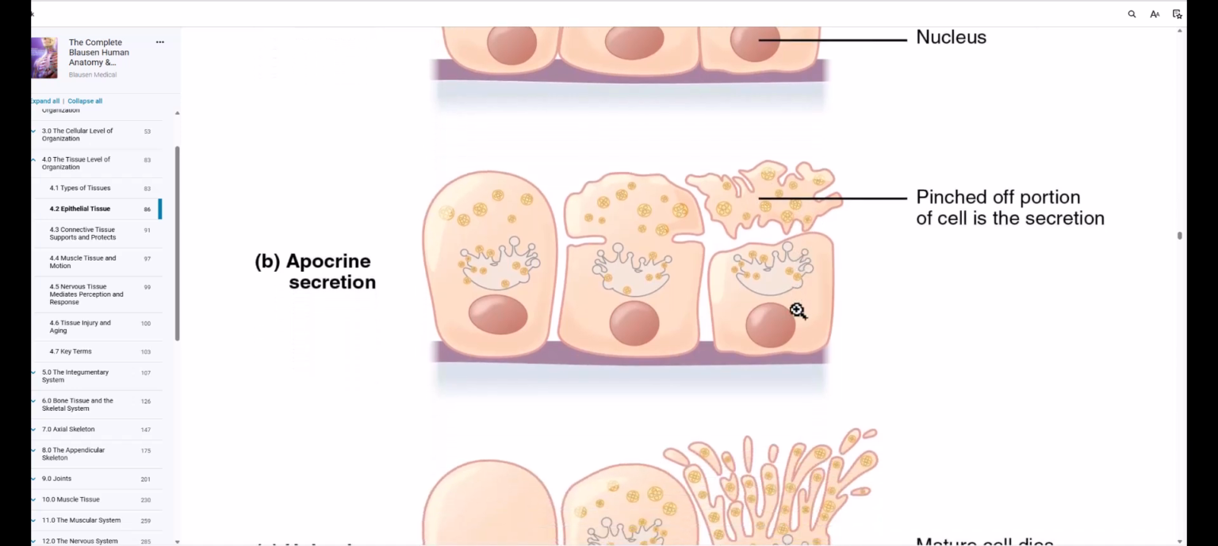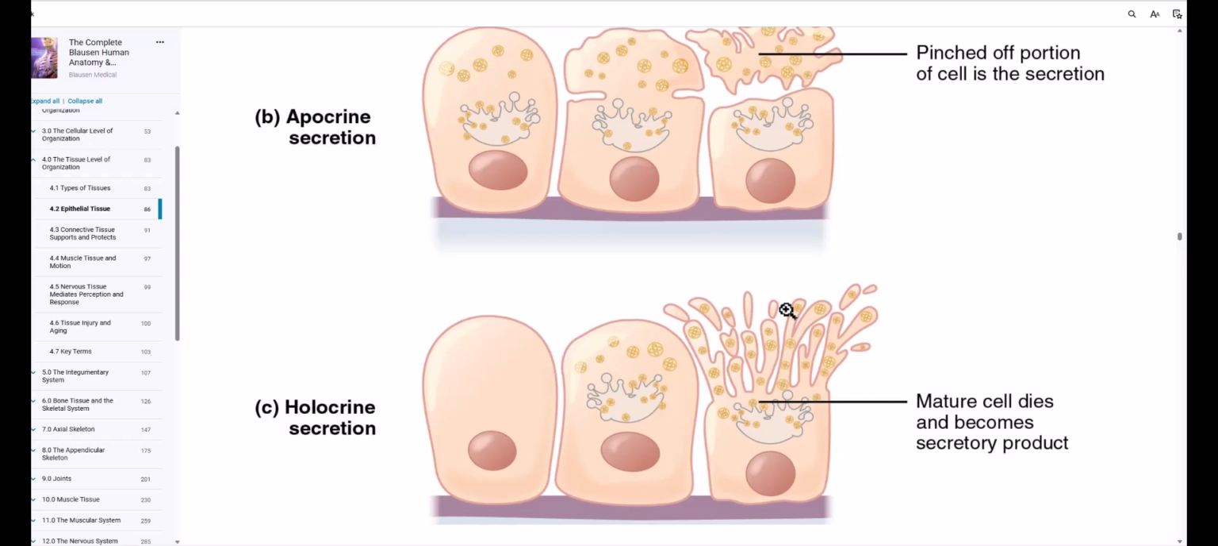And then finally, there is holocrine secretion. And what is unique about this type of secretion is that when the cell releases its products, it doesn't just release them, the whole cell dies and releases everything. So the cell dies in the process, and all of that cellular junk is released with it. Now, holocrine secretion is the kind of secretion for your facial glands, your sebaceous, oily glands.